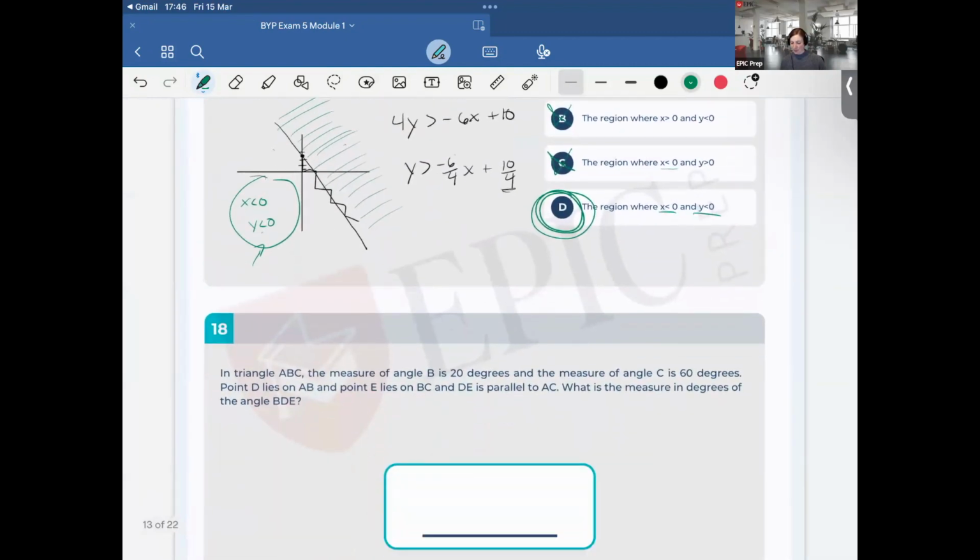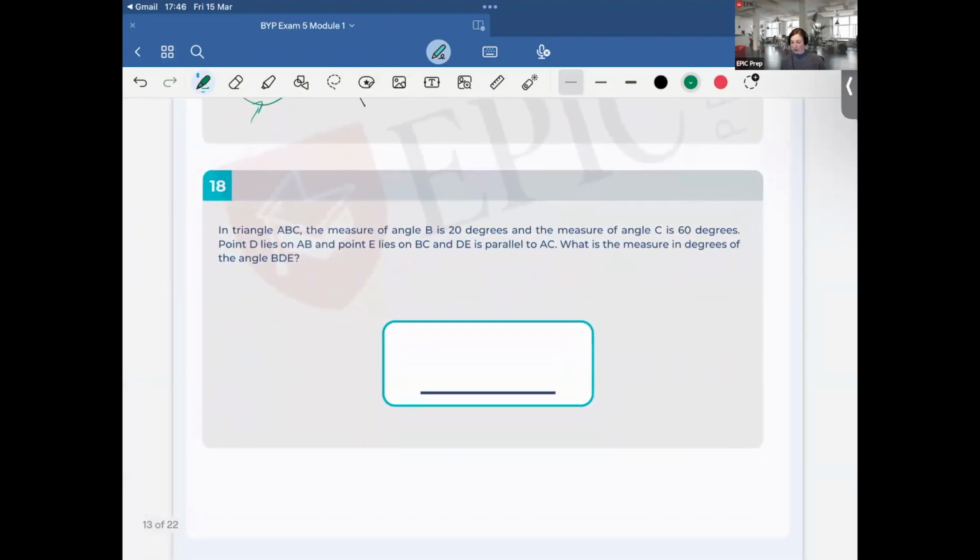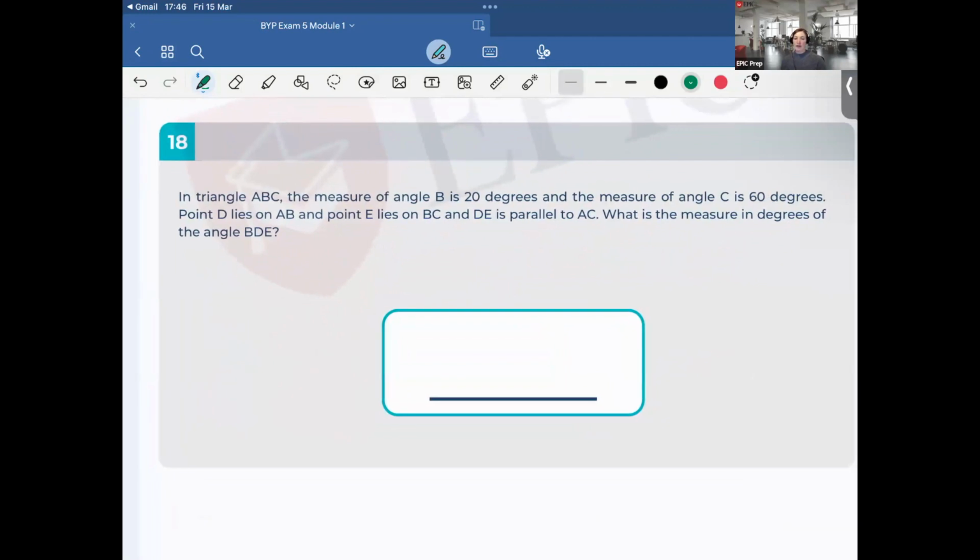So amazing. Okay. Number 18. In triangle ABC, the measure of angle B... Okay, it doesn't specify it's right, so let's just draw a triangle. ABC is 20 degrees. The measure of angle C is 60 degrees.